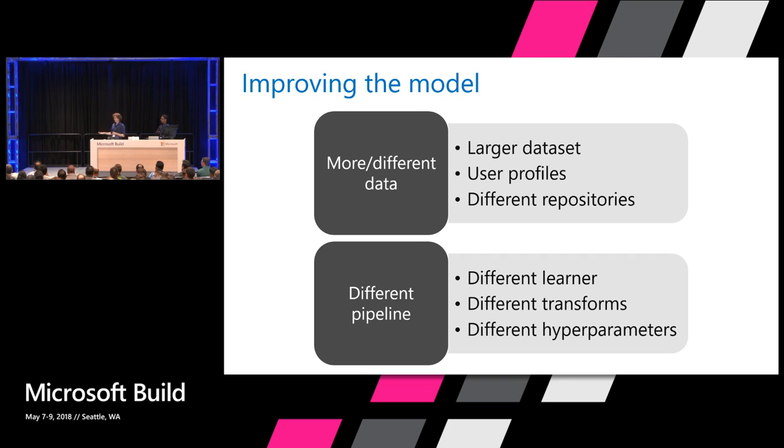Other than bringing in other data, we can try and change the learning pipeline that we created. We might change the learner or the transforms or the hyperparameters, which are the things that you can tweak within the learner and the transforms to improve the model. So let's take a quick look at what we might do.